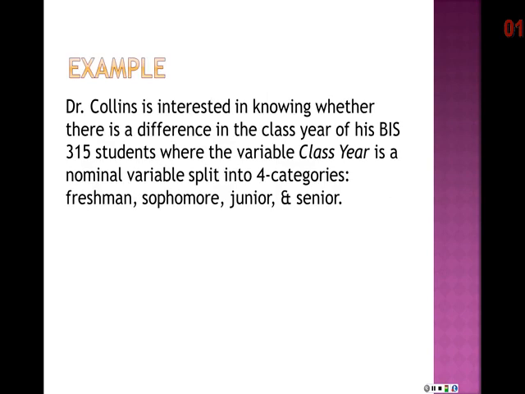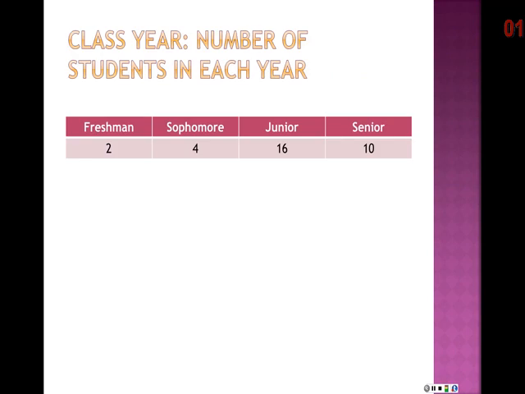So let's give an example. This will be our running example for this lecture. Dr. Collins is interested in knowing whether there's a difference in the class year of his BIS 315 students, where the variable class year is a nominal variable split into 4 categories: freshman, sophomore, junior, and senior. Okay? And here's our data.